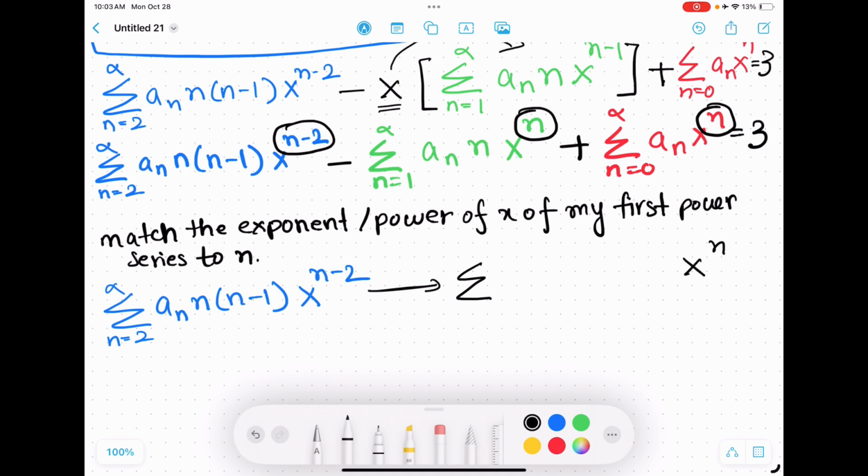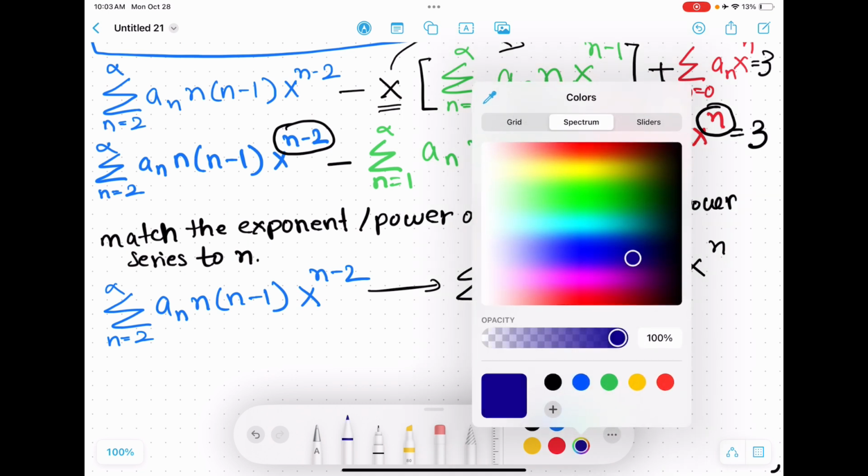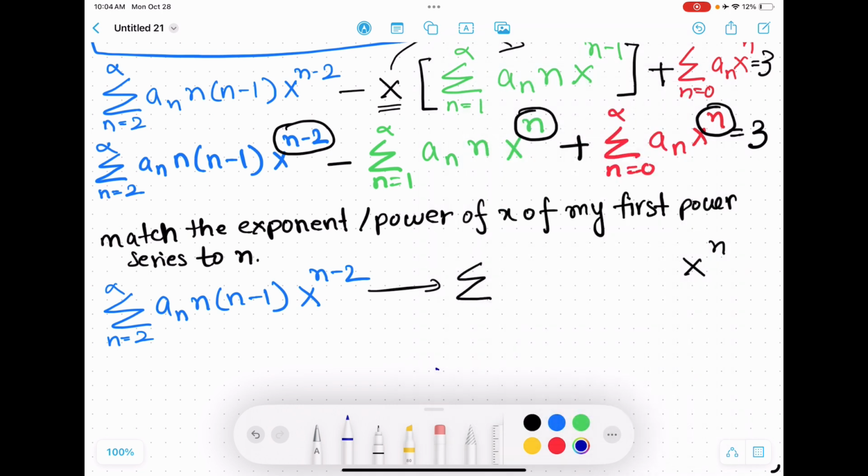Okay, you know what? I'm thinking of using a different color, like a darker blue. No particular reason, it just looks nicer. All right, so I'm going to just use this blue.